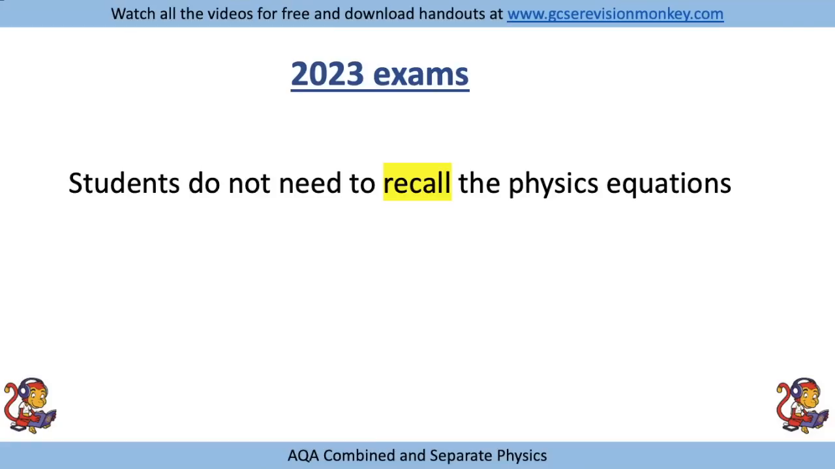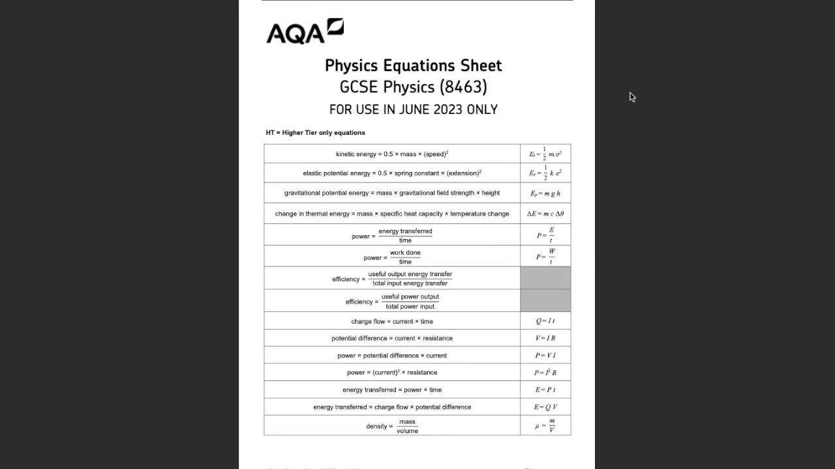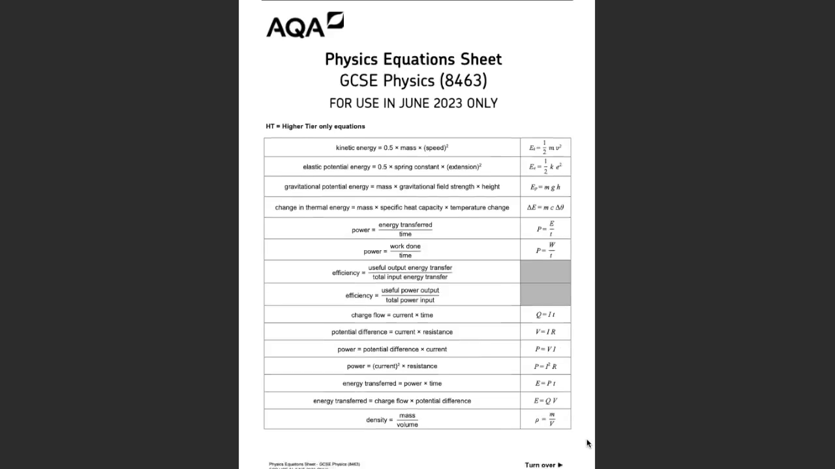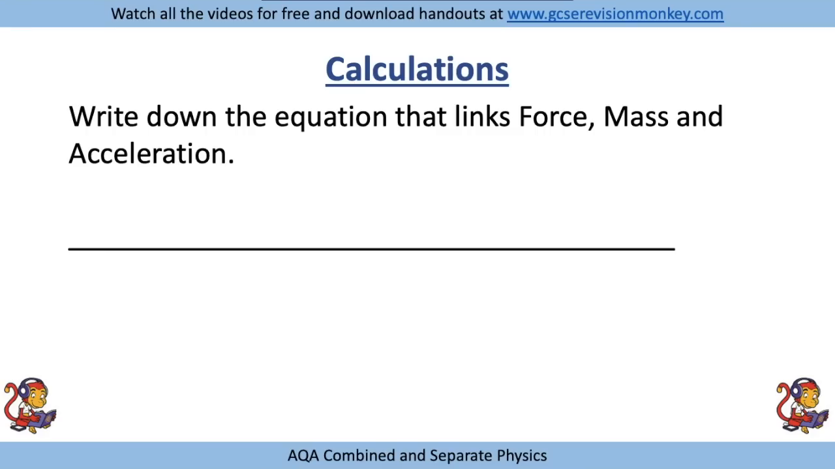Firstly, for the 2023 exams, as you are all probably aware, you do not need to recall the physics equations. So this is what your physics equation sheet will look like for the 2023 exams. It has all of the physics equations on there for you. You will need to use the physics data sheet with the equations on to write down certain equations. For example, this says write down the equation that links force, mass and acceleration. So you'd look for the words force, mass and acceleration on the data sheet and write down the correct equation.